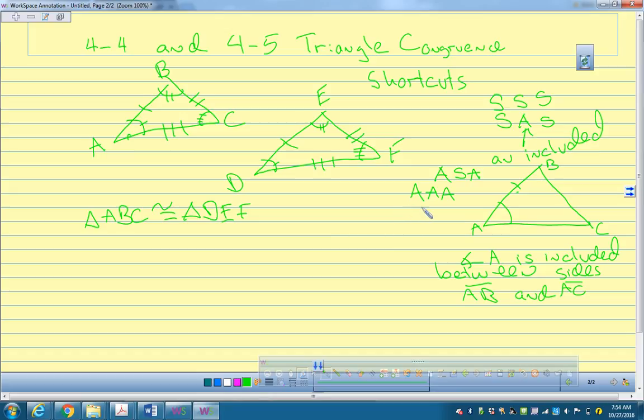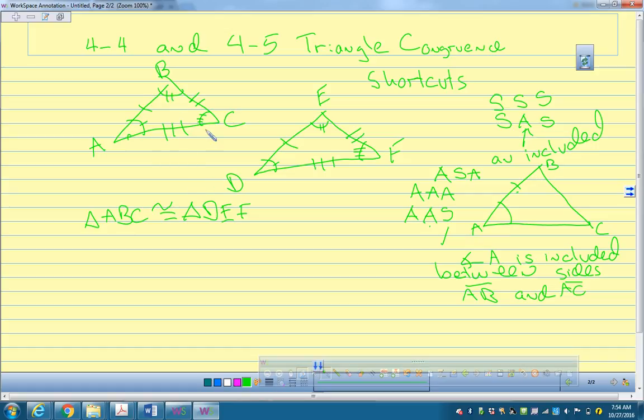Another possibility is angle, angle, side. See, there's angle, side, angle, and angle, angle, side. Angle, angle, side would look like this: an angle, then an angle, then a side. You guys understand the difference? Angle, side, angle, the side has to come in between the two angles, okay?